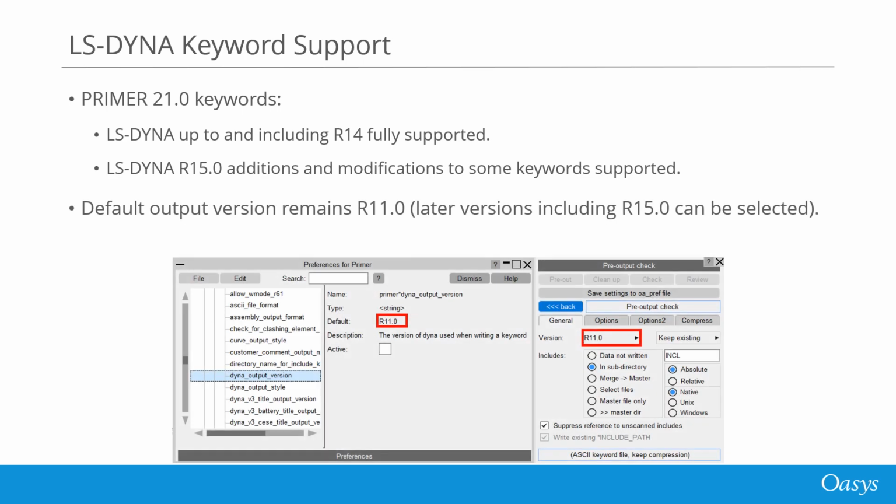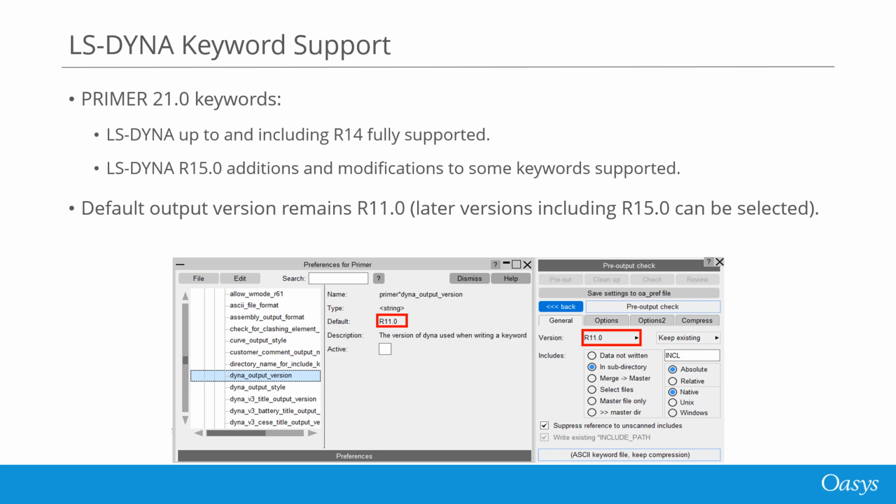The default LS-DYNA output version remains as R11, as this is currently the most commonly used. However, this can be changed to earlier or later versions, including R14 and even the latest version R15. The output version can be saved using a preference.